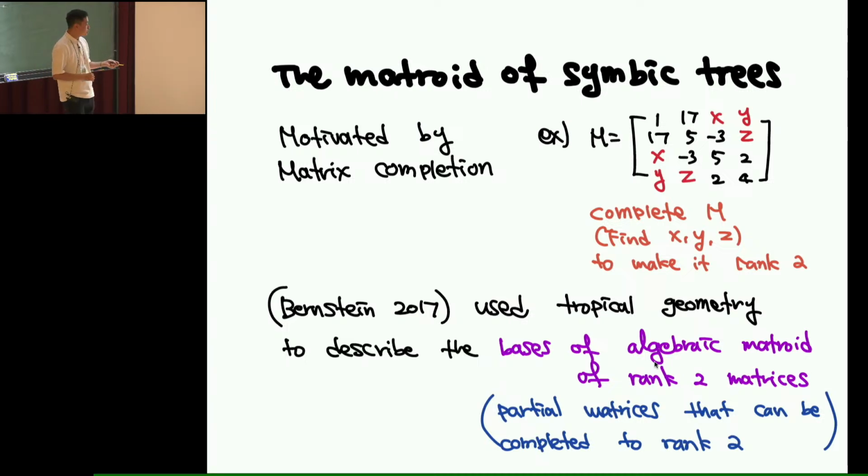The hidden technical part that I want to say is this was possible because we could use tropical geometry, because the algebraic matroid is preserved under tropicalization. That's why we can use tropical geometry to understand this type of problem. So this is one technical remark that I want to give.